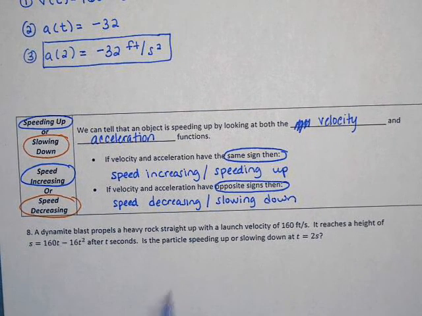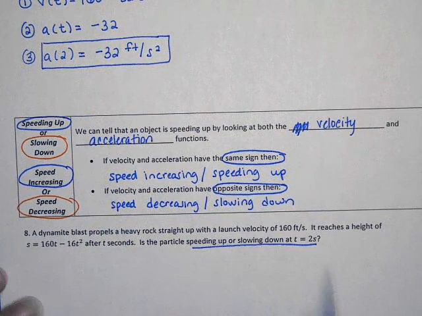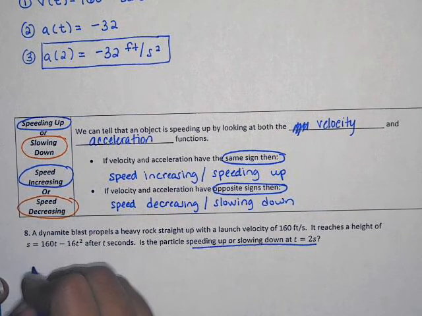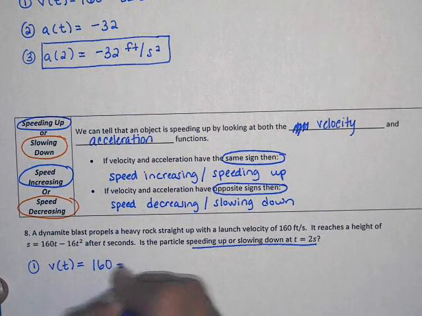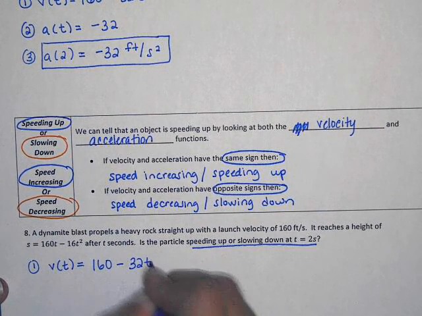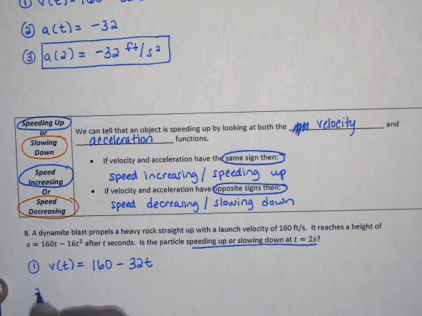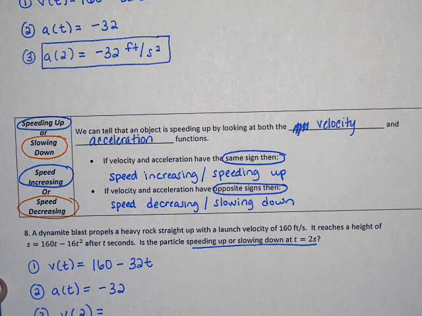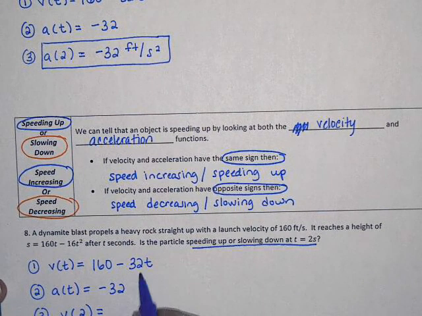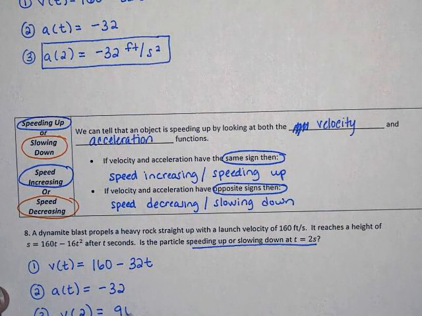So, is the particle speeding up or slowing down at t equals 2? In order to figure that out, I need two pieces of information. The velocity, which I need the function 160 minus 32t for, I'm just taking the derivative, and the acceleration, which again is the second derivative, negative 32. Then I need to figure out those values at 2. The velocity at 2 we figured out before was 96, and the acceleration is negative 32. We did those in previous problems.